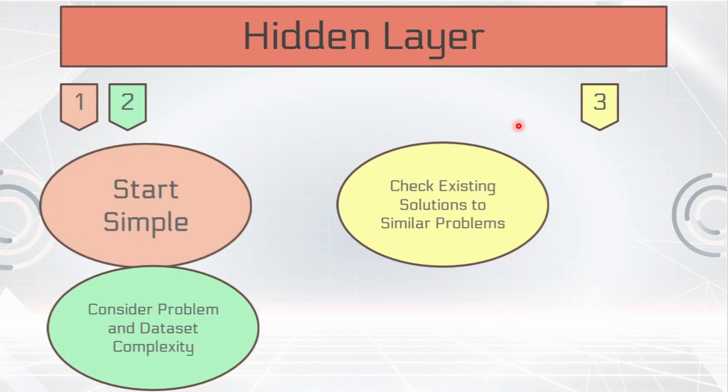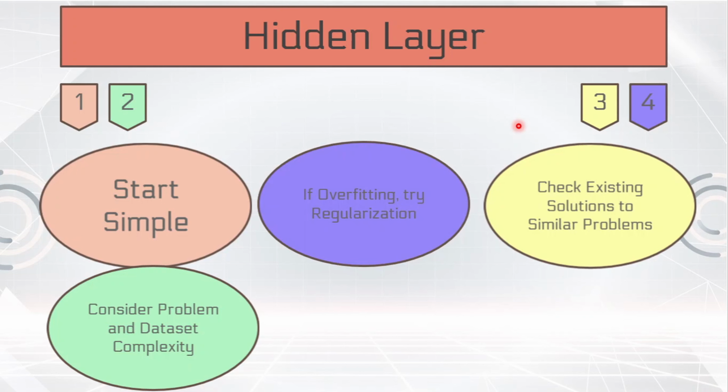The next guideline is a little bit different: if overfitting, try regularization. For example, if you have increased the number of hidden layers, and your model starts to overfit to the train set and doesn't perform equally on the test set, then you might think that you need to decrease the number of hidden layers. But you can keep the number of hidden layers the same and try regularization techniques like dropout on your model. In this way, you can keep the model complexity and also solve the overfitting problem.